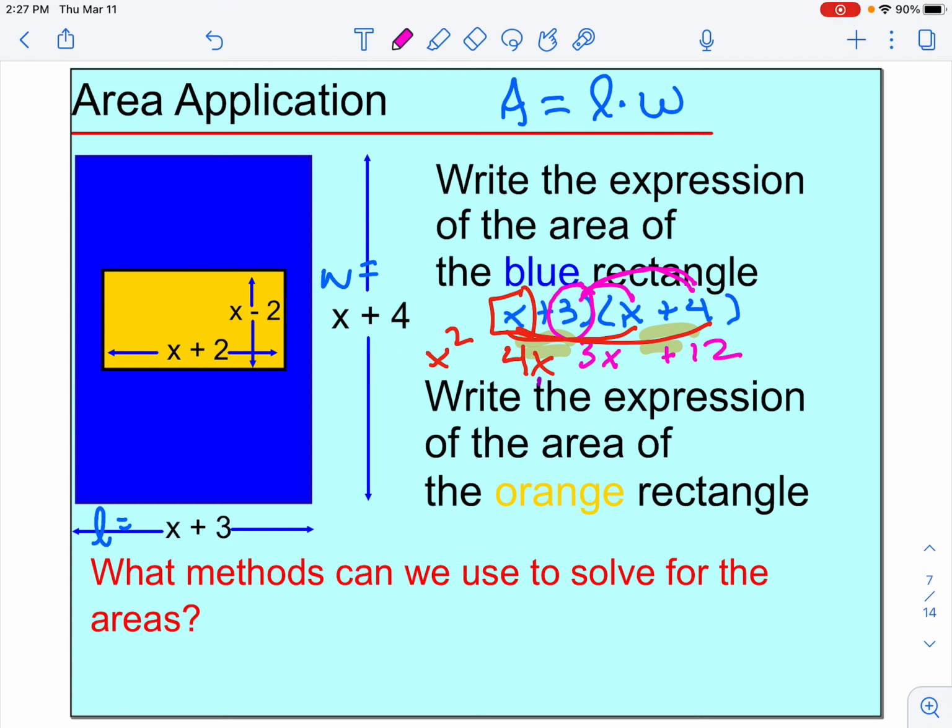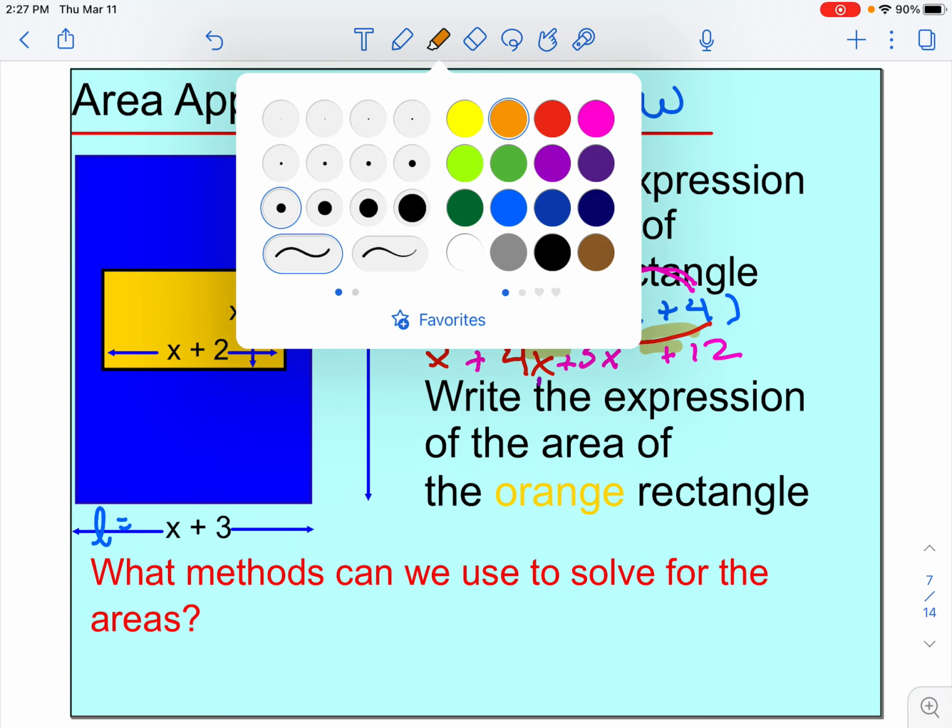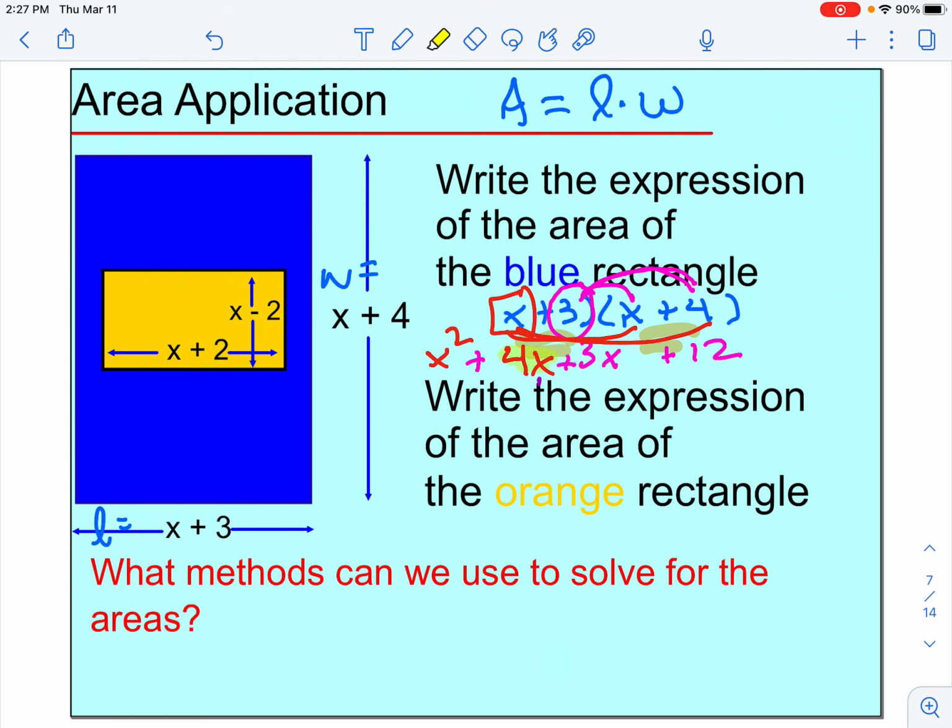And so now when you look at all of these terms, okay, there's no negatives there, so we're just adding all these together. That's our expression for area. But just like before, if we have like terms, we can add them together. So 4x and 3x get added together for a total of 7x. So the area of this is equal to x squared plus 7x plus 12.